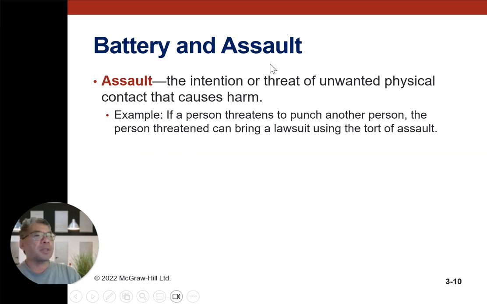Example of battery and assault. Assault is an intentional threat of unwanted physical contact that causes harm. For example, if a person threatens to punch another person, the person threatened can bring a lawsuit using the tort of assault. If there is an intentional physical threat, the person can bring a lawsuit using the tort of assault.